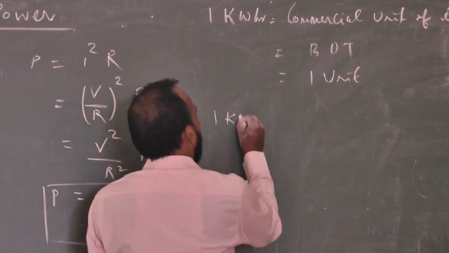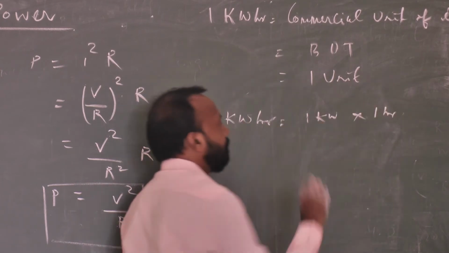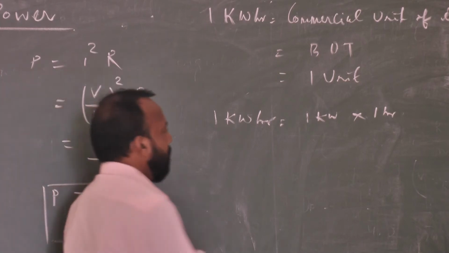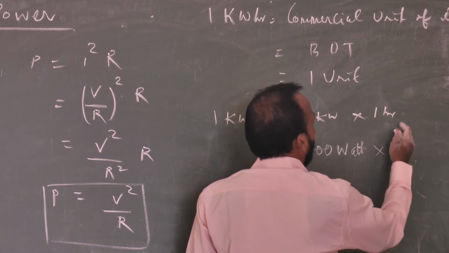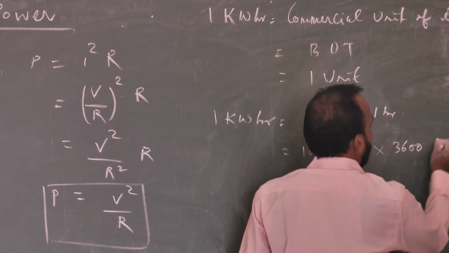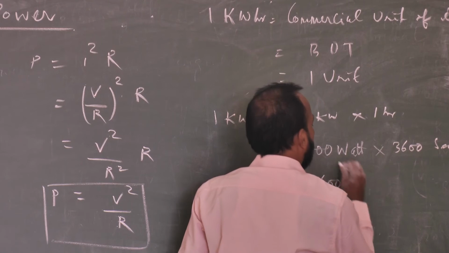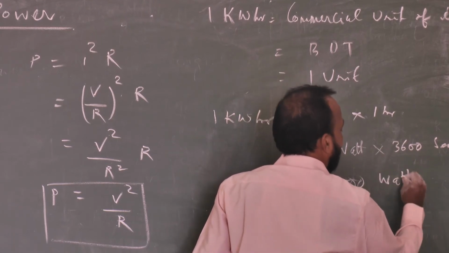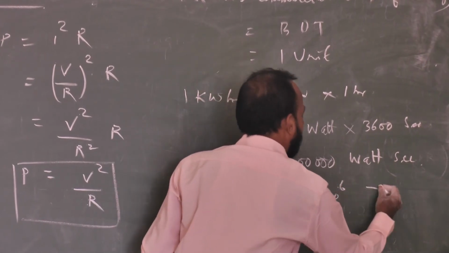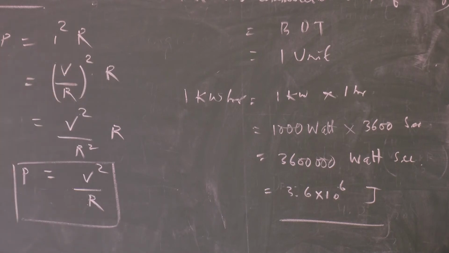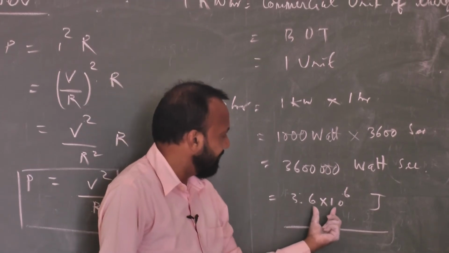So 1 kilowatt hour is equal to 1 kilowatt into 1 hour. 1 kilowatt is 1000 watt, into 1 hour. 1 hour means 3600 seconds. So this is 1000 into 3600 watt second, which is 3.6 into 10 to the power 6. Watt second means joule. Then what did I get? 1 kilowatt hour is equal to 3.6 into 10 power 6 joule.